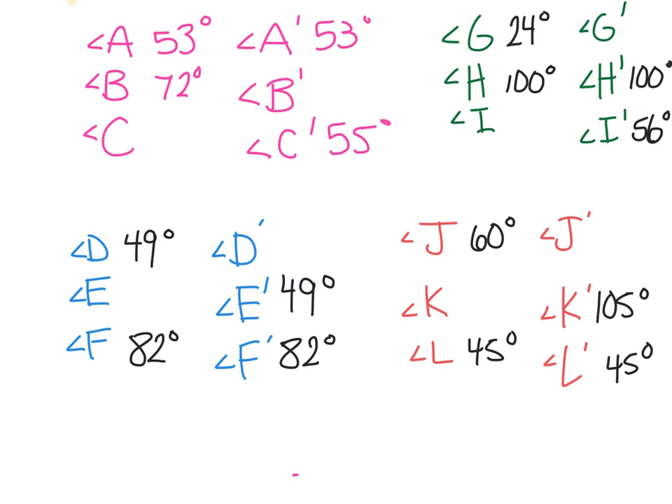Okay, here's 4 examples I want us to take a look at. Let's look at this pink one for a minute. If A is 53 and A prime is 53, looks good. B is 72, but we don't know B prime. And then C, we also don't know, but we know that C prime is 55. We can use the triangle sum theorem to find out that C is in fact 55 degrees, so yes, they are similar.